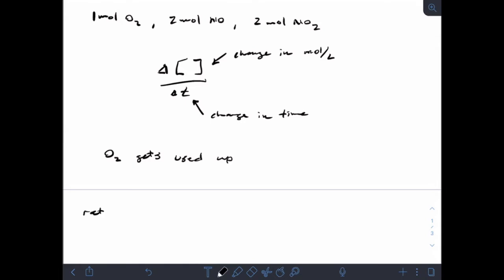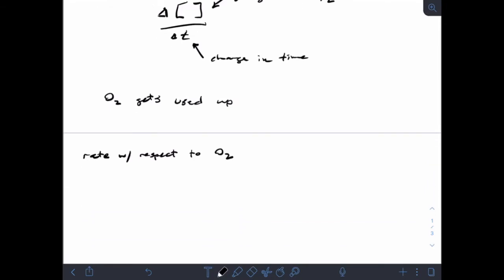Okay, and that phrasing is kind of important. You'll be asked questions where it'll say, what is the equation for the rate with respect to a chemical component? Okay, so the rate with respect to O2 is going to look like this. So we say the rate equals negative delta O2 over delta T.